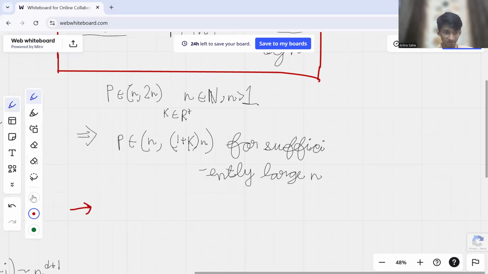Let me see the chat. Question. Sure, I'll repeat the question. So you have to prove that for any k belongs to R plus, there exists a prime in the range n to (1 plus k) times n for sufficiently large n. And n is a natural number, of course.